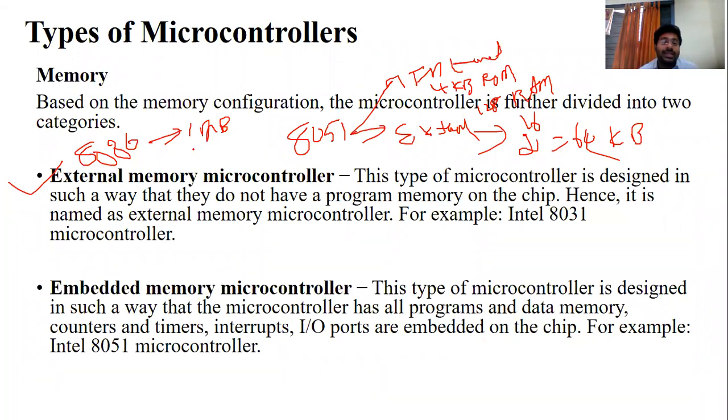But the 8086 microprocessor has no internal memory, only external memory. It may be 1 MB, which is 2 power 20. You know that the 20 indicates the number of address lines. The 8051 has 16 address lines, and the 8086 has 20 address lines. 2 power 20 is the 1 MB memory.